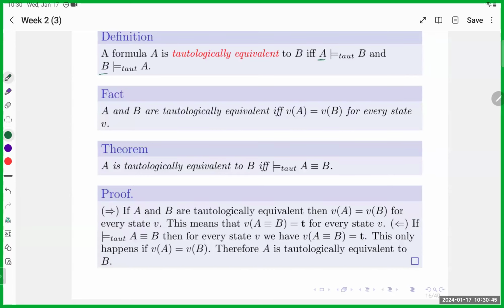So what does this mean? That means if A and B are tautologically equivalent, then we have this, the first condition. This one tells me that any state that satisfies A satisfies B. And this one tells me that any state that satisfies B satisfies A. That means for any state, the truth values of A and B are the same.